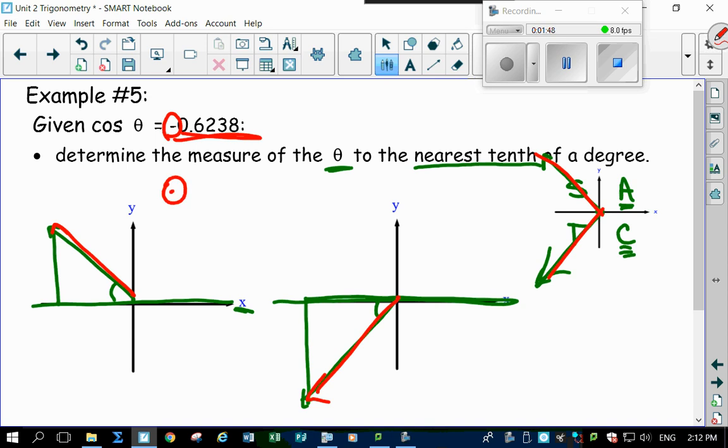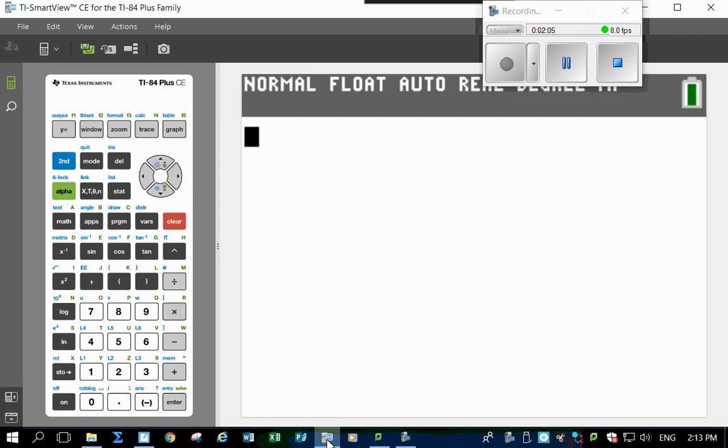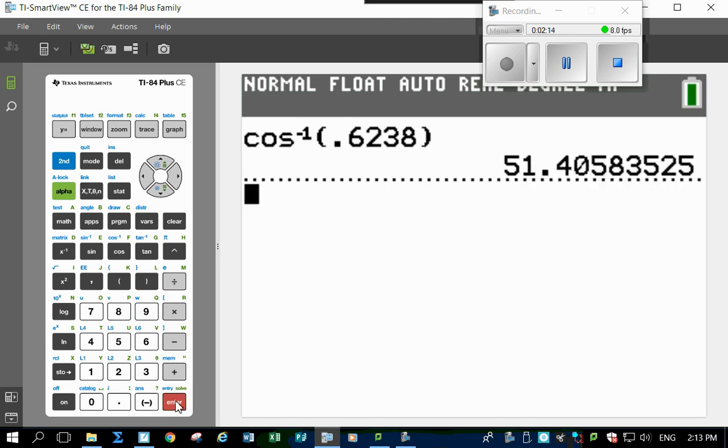Well, let's find out what theta then is. How do we do that? Well, remember from Math 10C, you take the inverse of both sides. So the inverse of cos of both sides cancels this out, leaving us with theta equals the inverse cos of 0.6238. Put up our calculator. Inverse cos of 0.6238. Boom. Enter. That works out to be 51.4 degrees.